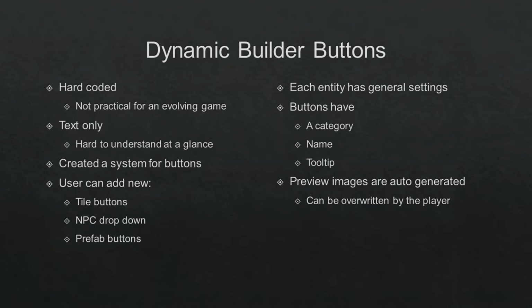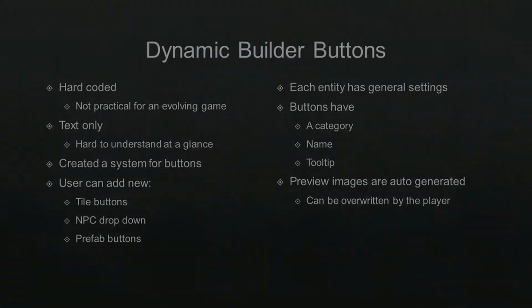So I created a system where the user could add new entities to tiles, NPCs and general prefabs. Each of the entities would become a button or a drop-down menu in a builder so it could be placed. Each entity has some general settings the user can change, as well as a category they are placed in. For buttons, the user can create their own custom categories and set names and tooltips for each individual button. A preview image is also auto-generated or can be set by the user.